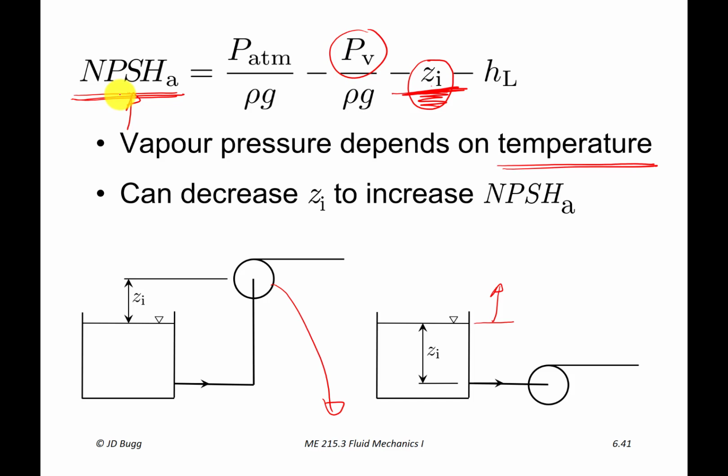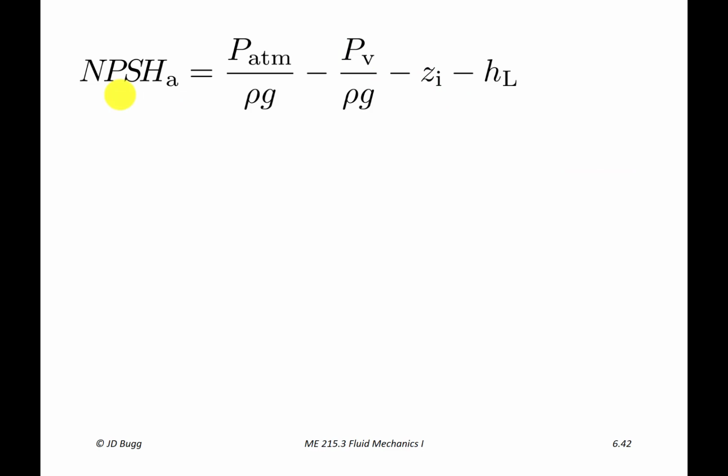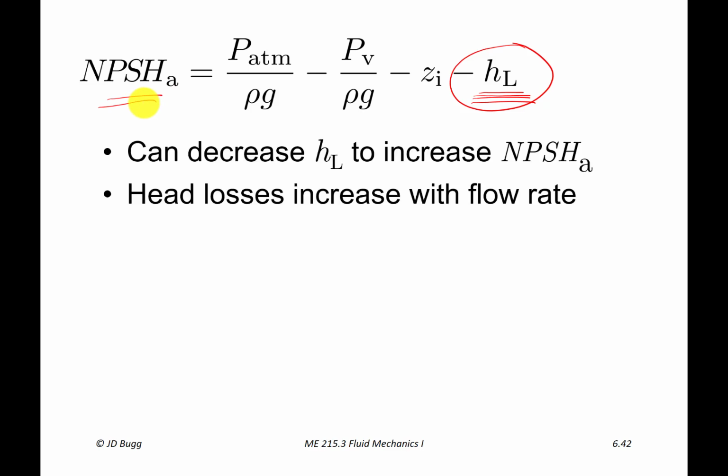The last term that we see here is the head loss term. And again, anything we can do to reduce the head losses in the suction side of the pump is going to increase NPSHA. Now, the other thing to remember about head loss is that that changes as the flow rate changes. So the higher the flow rate through the pump, the larger the head losses will be in the inlet section of the pump. So as Q increases, this is going to increase and cause larger problems. So as Q increases, our NPSHA will decrease.